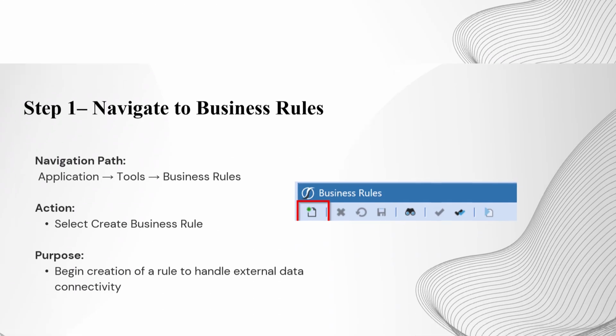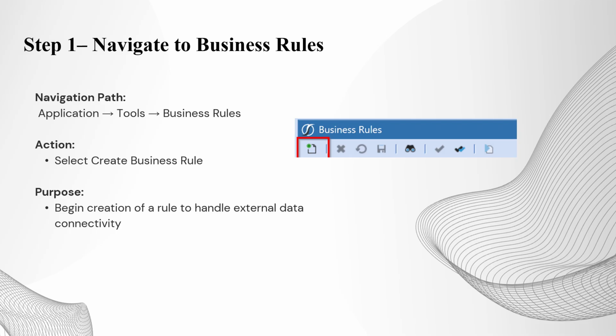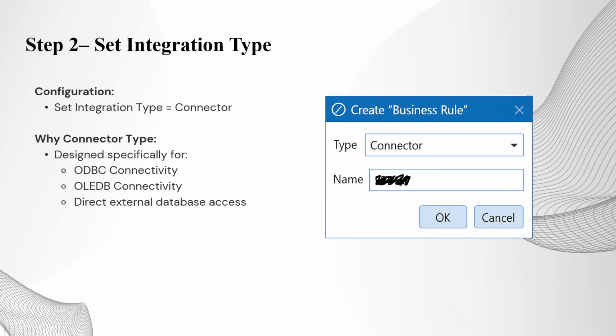Now, navigate to Application, then Tools, and then Business Rules, and select Create Business Rule. This begins the process of defining the external data connectivity logic. Then set the integration type to connector. This integration type is specifically designed for direct external database access using ODBC or OLEDB.